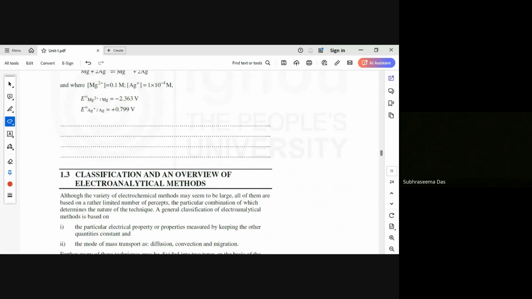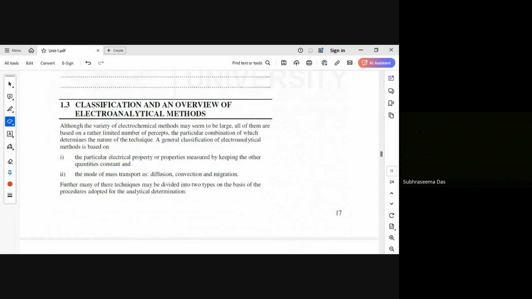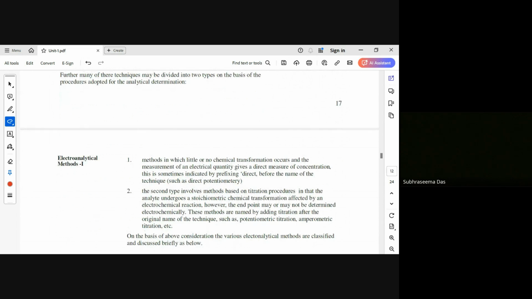Some of the reactions have been provided, some numericals have been provided for you. Next, we will discuss the classification and overview of electroanalytical methods. Now, although there is a very wide variety of electrochemical methods that have been provided to us, a general classification is actually difficult. So mostly the classification has been based on the changes occurring in the methods. For example, the methods where no or very little chemical transformation occurs have been termed as direct, like direct potentiometry or direct voltammetry.